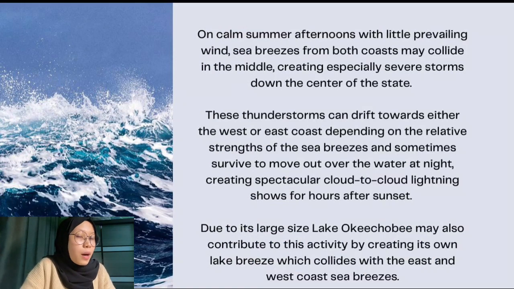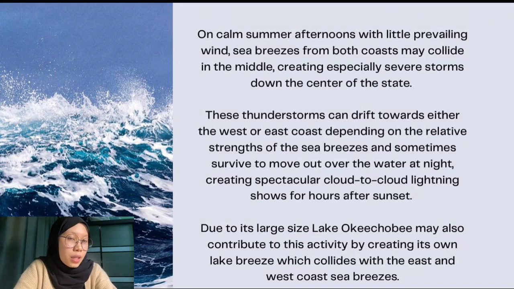On a calm summer afternoon with little prevailing wind, sea breezes from both coasts will collide in the middle, creating especially severe storms down at the center of the state. These thunderstorms can drift towards the east or west coast, depending on the relative strength of the sea breeze, and sometimes survive to move out over the water at night, creating spectacular cloud-to-cloud lightning shows for hours after sunset.